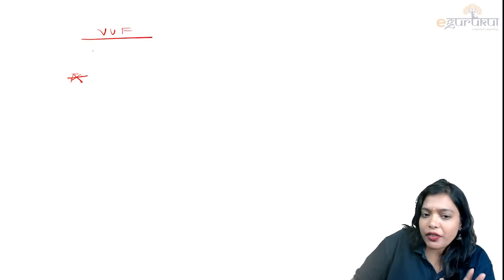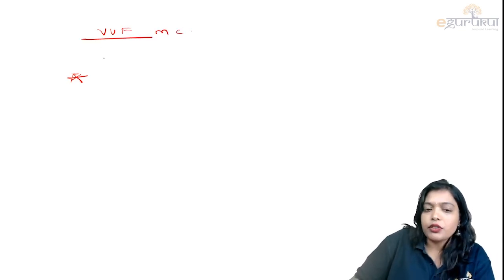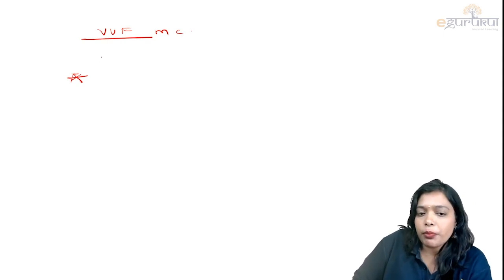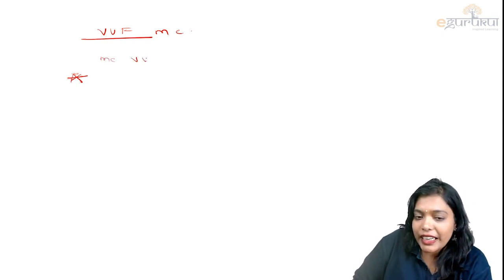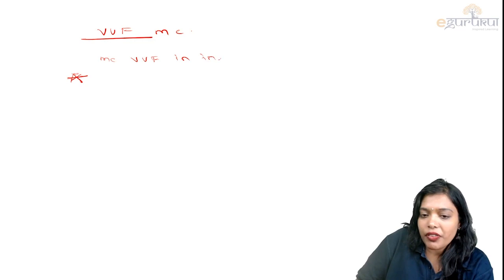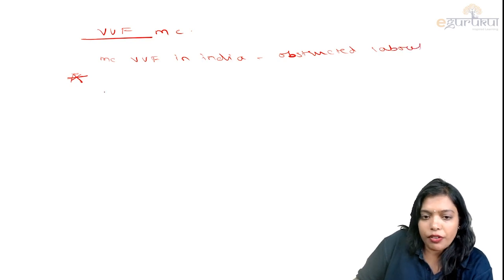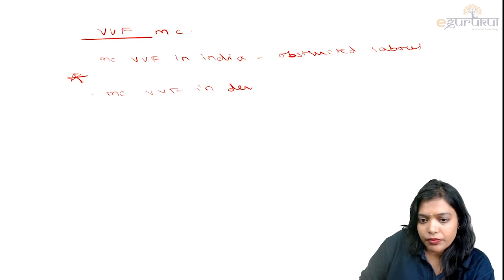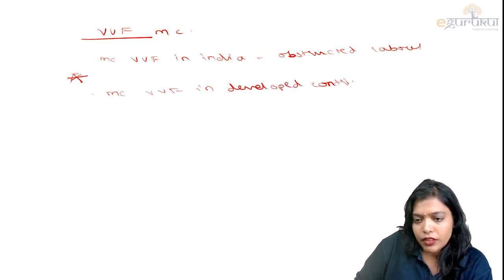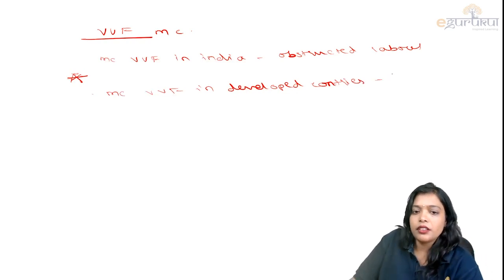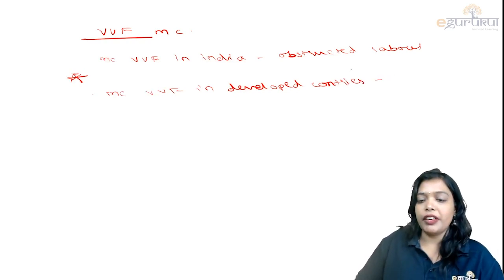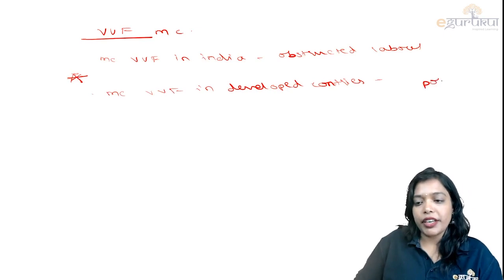That's all. So vesicovaginal fistula is the most common. The most common cause of VVF in India is obstructed labor, whereas the most common cause of VVF in developed countries is post-hysterectomy.